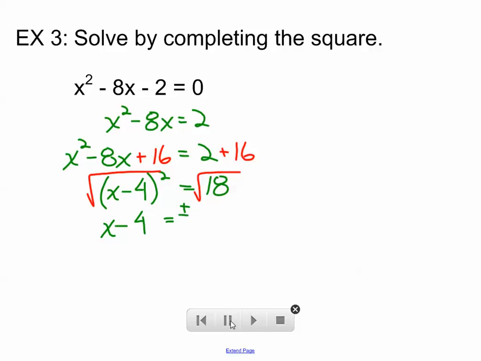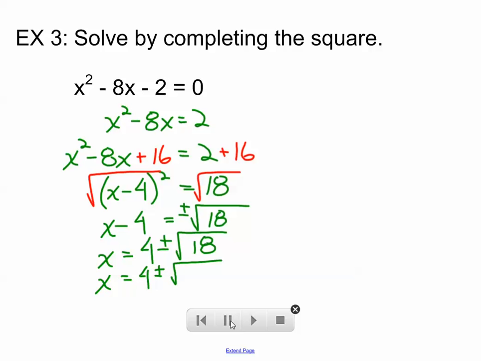Square root of 18 is plus or minus the square root of 18. It's not a perfect square, so just leave it as a radical. Then we can add 4 to both sides. We'll get 4 plus or minus the square root of 18. One added step here is that the square root of 18 can be simplified. It's got a perfect square factor, 9. There's our answer, 4 plus or minus 3 times the square root of 2. If you did the quadratic formula, this is the same answer you would get.